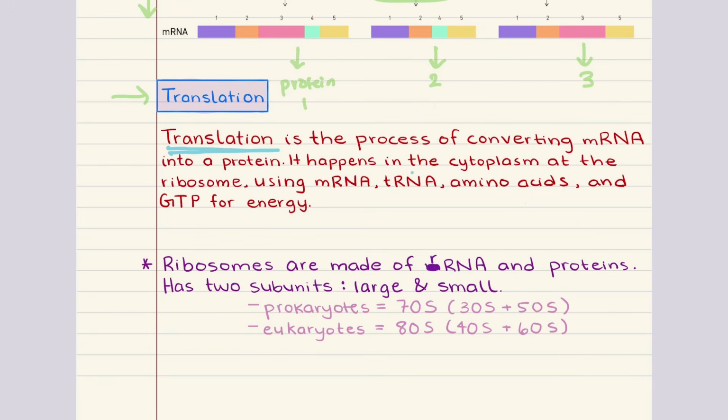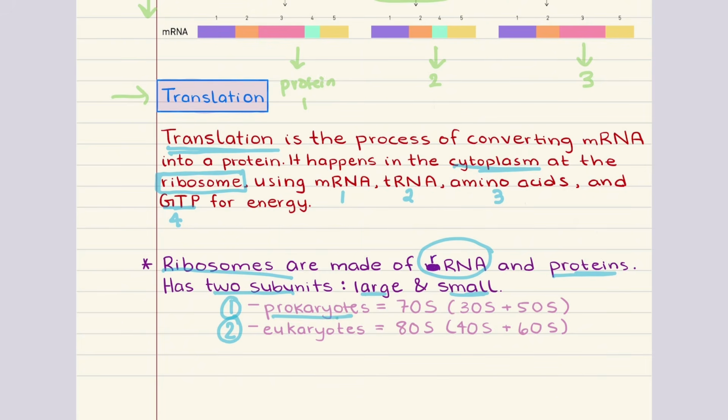Translation happens in the cytoplasm and it takes place at the ribosome. This process requires 4 main components: 1, the messenger RNA transcript that carries the genetic code; 2, the transfer RNA molecules to bring in the correct amino acids; 3, the amino acids themselves as building blocks; and finally, 4, GTP as a source of energy to power the process. Now, the ribosome is the structure where all of this happens, and it is made of ribosomal RNA and proteins, and it has 2 subunits, a large subunit and a small subunit.